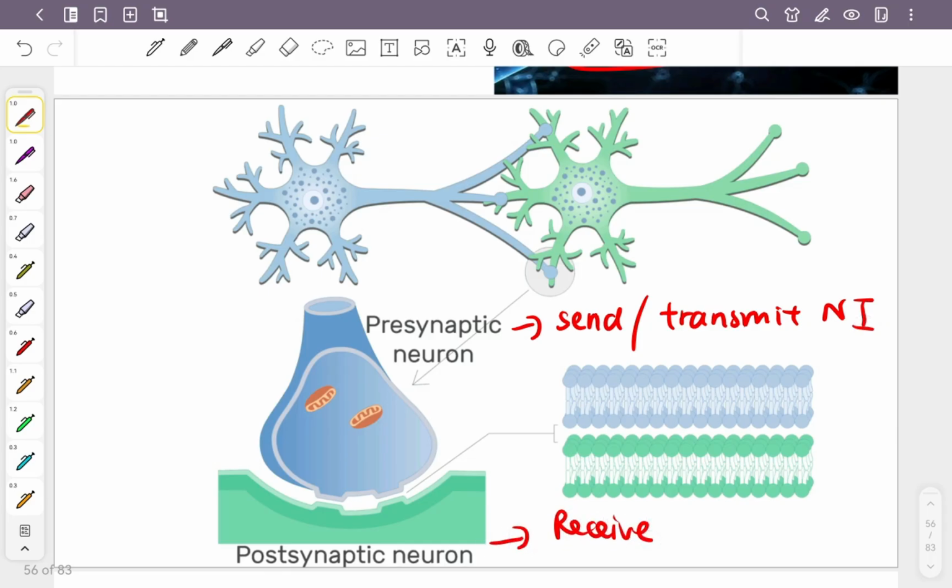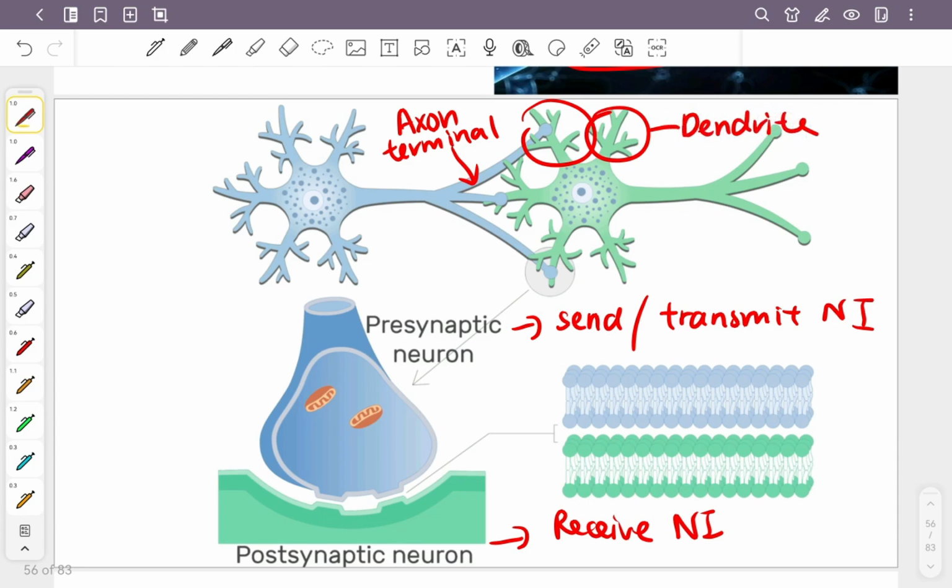And usually the one that receives nerve impulses will be the dendrite. Did you see? This is the axon terminal, correct? And then here, the green one is the dendrite. The dendrite of one neuron is going to receive the nerve impulses from another neuron. This neuron passes the nerve impulses at the axon terminal. Understand?